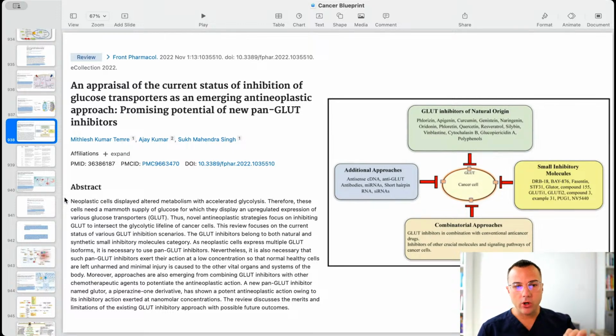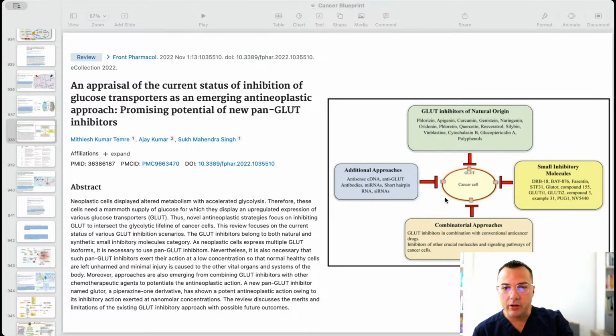Moreover, approaches are also emerging from combining GLUT inhibitors with other chemotherapeutic agents to potentiate the anti-neoplastic action. I think that makes sense. A new pan-GLUT inhibitor named Glutor, sounds like Thor, right? Like some kind of superhero. A piperazine-1 derivative has shown potential anti-neoplastic action owing to its inhibitory action exerted at nanomolar concentrations. The review discusses the merits and limitations of the existing GLUT inhibitory approaches with possible future outcomes.